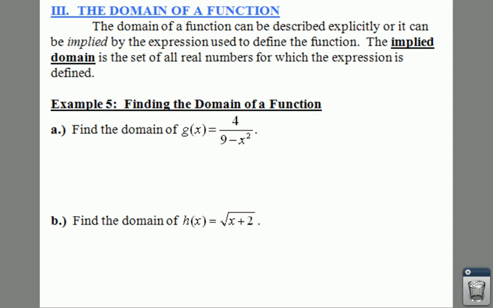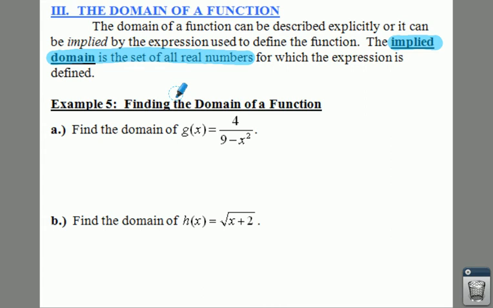Alright, so we got through some of the tough stuff, and now we're going to get to the easy stuff. Domains of functions. Anytime you talk about a function, your domain is your x values, and when you're talking about your x values, you basically say all real numbers unless there's some sort of restriction. If you say it's all real numbers, that's what we call an implied domain. So that is your set of all real numbers for which your expression is defined.